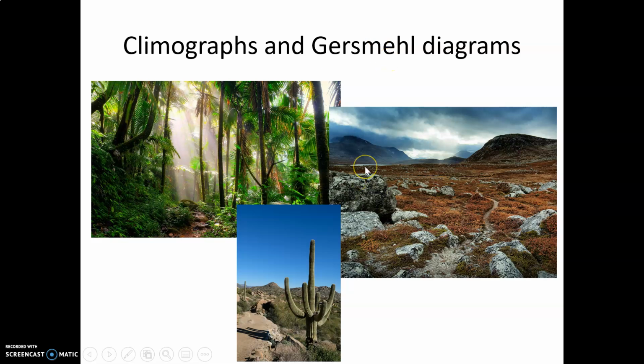But just to get you in the zone, you should first take a look at these three very different ecosystems. We have a tropical rainforest, a tundra area over here, and a hot desert down here. And we can use the climographs and the Gershmal diagrams to both illustrate and explain why we see very different plant communities developing in different areas of the world.